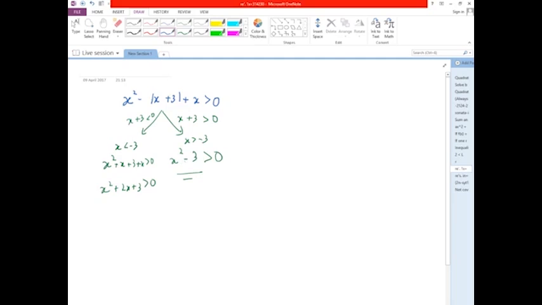x square minus 3 greater than 0. If you want to use the same method, you can write x minus root 3, x plus root 3 greater than 0. You can again plot here minus root 3, plus minus plus. So the solution here is minus infinity to minus root 3, and root 3 to infinity. We need the solution which is greater than, let's include equal to this, greater than or equal to minus 3. So combining those, your answer here will be minus 3 to minus root 3 union root 3 to infinity.